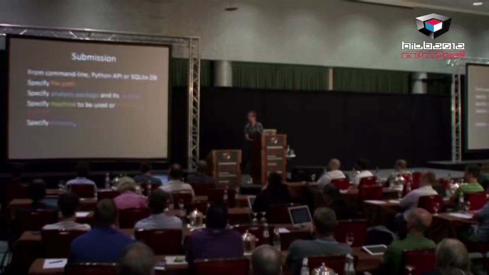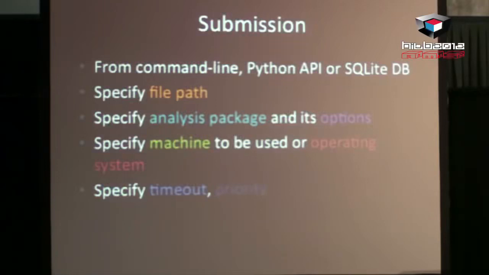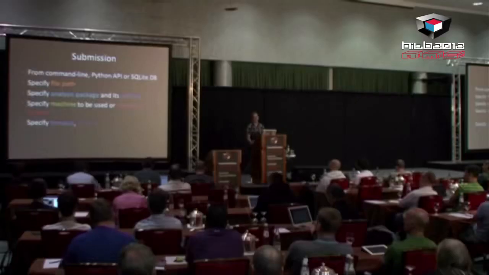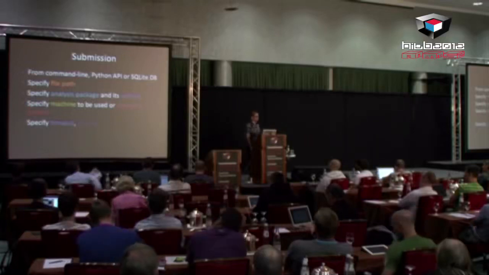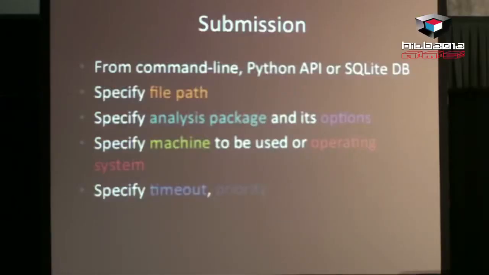So as I said, I can submit malware in different ways. You can submit with the command line utility that I just showed you, or you can use a Python API, or directly write to the SQLite database. You can specify the file path, the analysis package, which I'll show you later, and eventual options to the execution. And you can specify the machine that you want to use. So if you have different types of machines with different operating systems, you can specify which one of those you want to run the malware on. Otherwise, you can specify which operating system to use. And then you can specify a timeout and a priority.